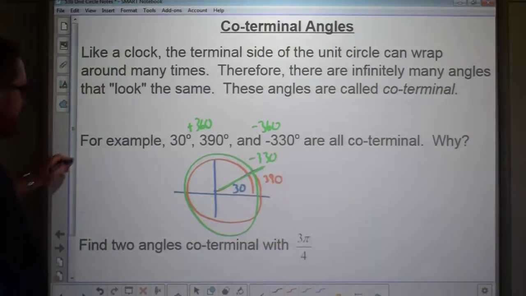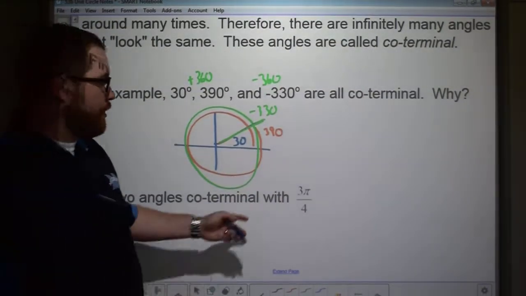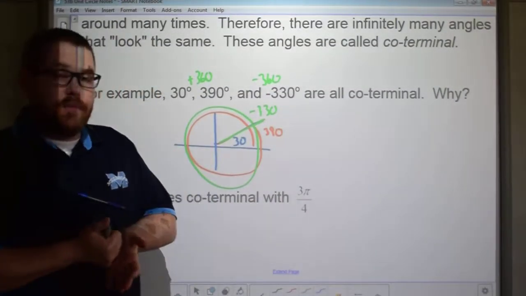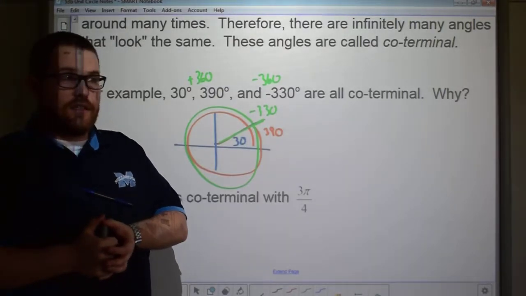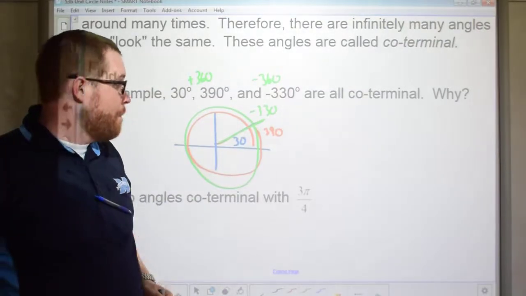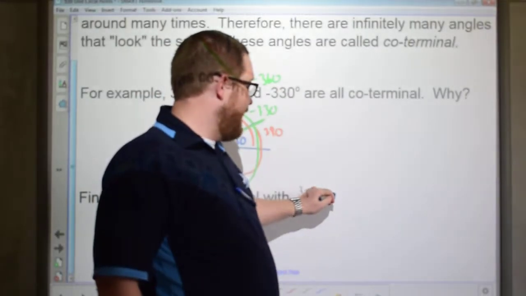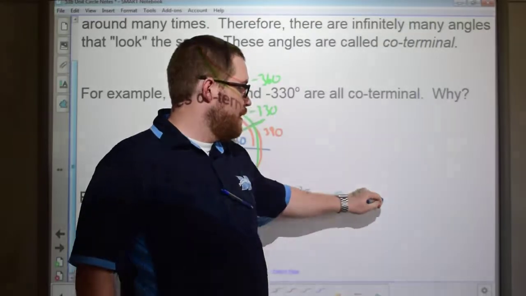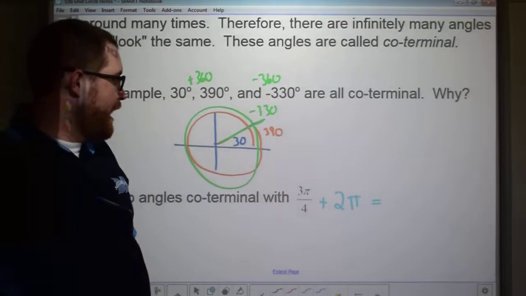Let's talk about two coterminal angles with 3 pi over 4. Now I'm in radian mode, so I can't use 360. I'm going to do the same thing: add 1 rotation and subtract 1 rotation. But I have to add 2 pi this time, because 1 rotation is 2 pi.